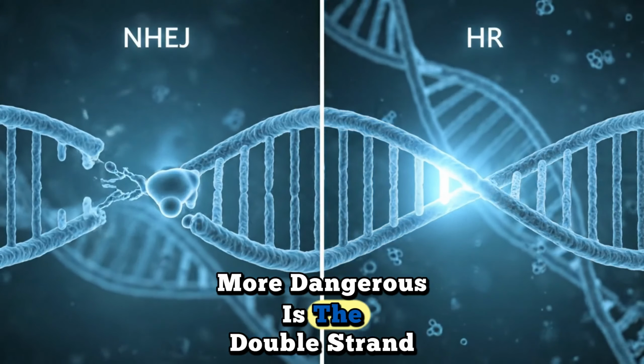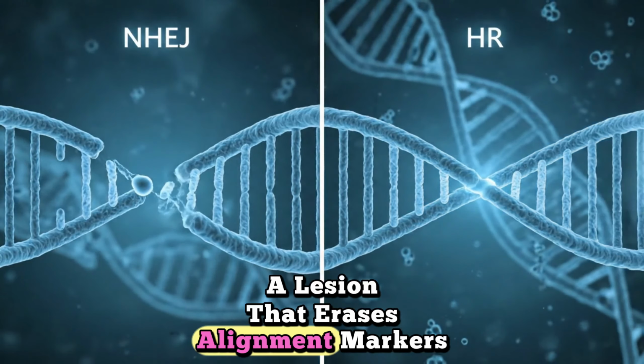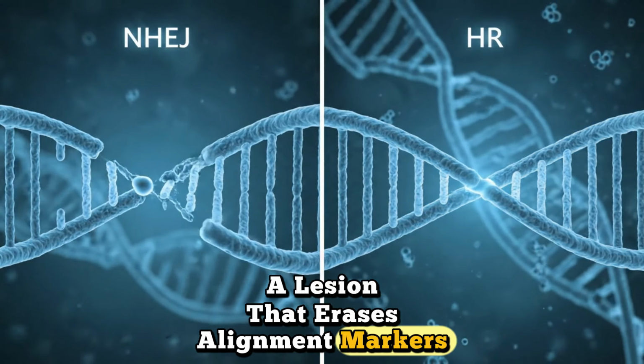More dangerous is the double-strand break, DSB, a lesion that erases alignment markers. Cells have two routes, NHEJ, fast but error-prone, and HR, slower but precise when a template is available. When damage exceeds repair capacity, genomic instability rises, the foundation for long-term disorders.